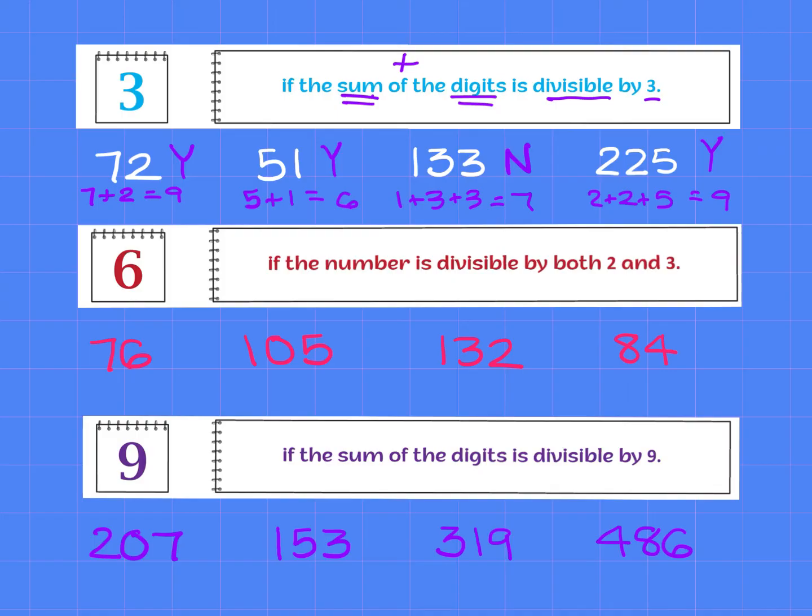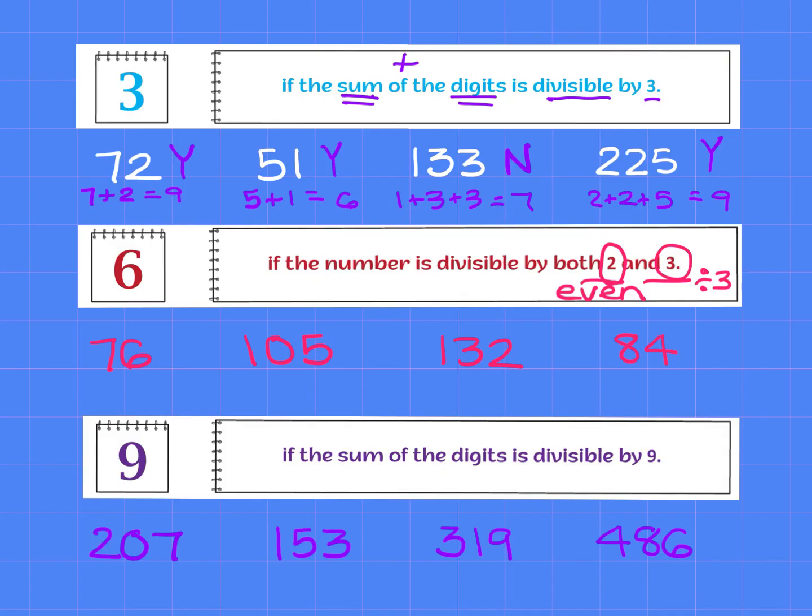All right, now we go on to 6s. In order for a number to be divisible by 6, it has to be divisible by both 2 and 3. That means it has to follow the rule for 2, meaning it has to be even, and it has to follow the rule for 3, which means the sum has to be divisible by 3. So it has to be able to do both. Right away, since it has to be divisible by 2, we can eliminate any odd number, because 2 is not going to work for it.